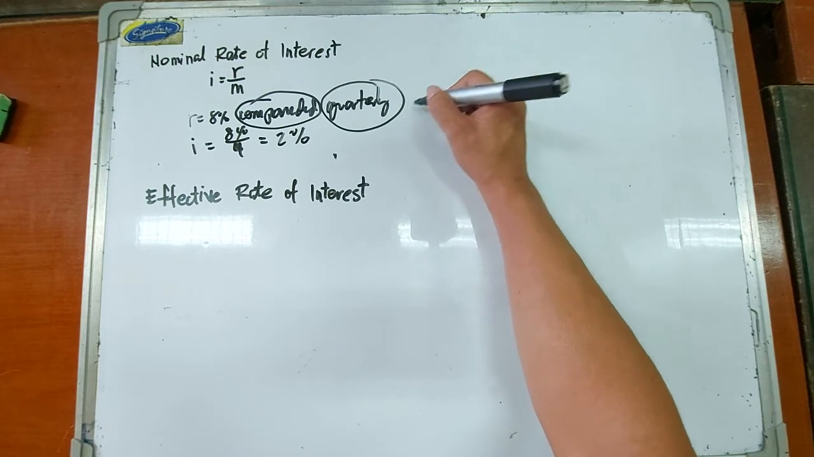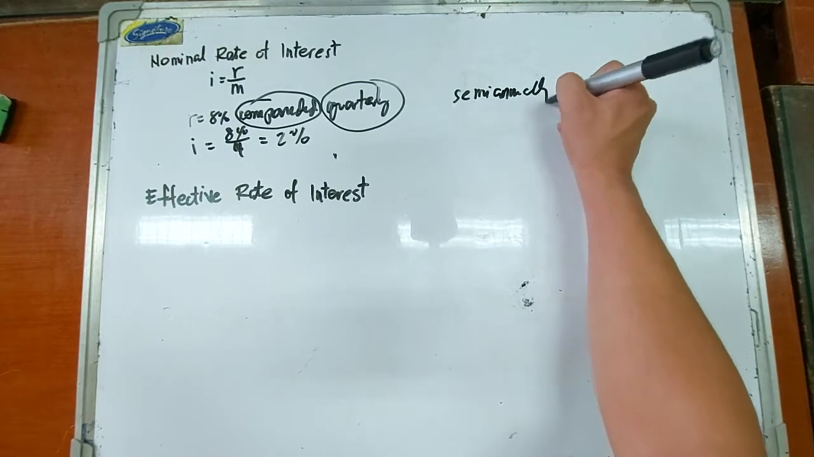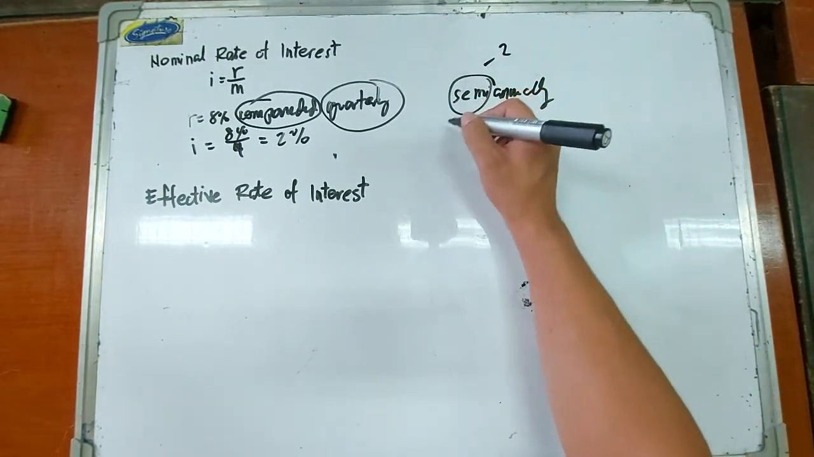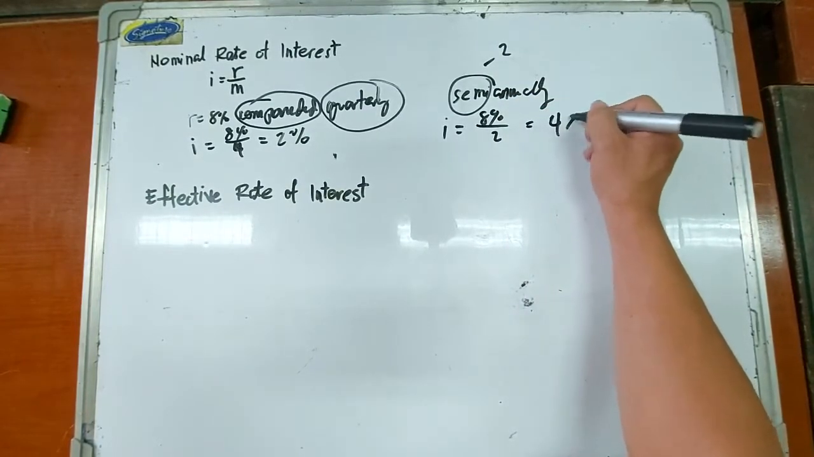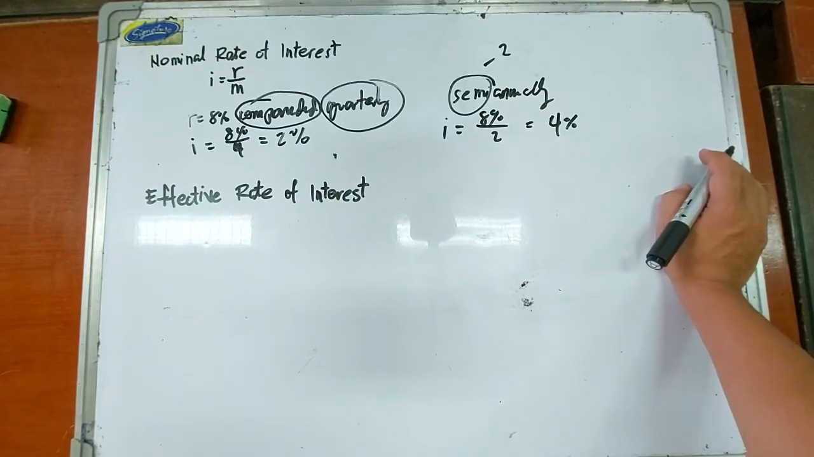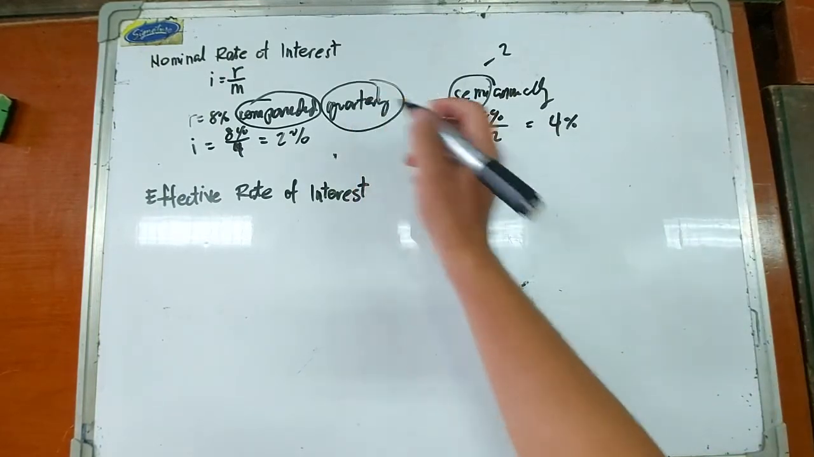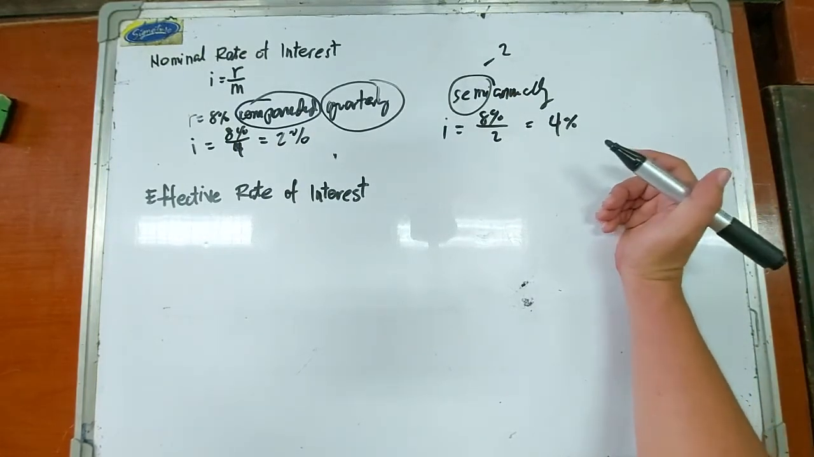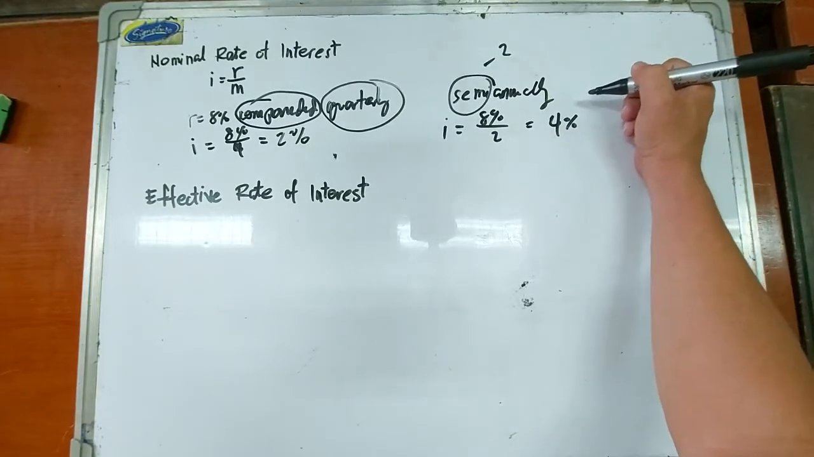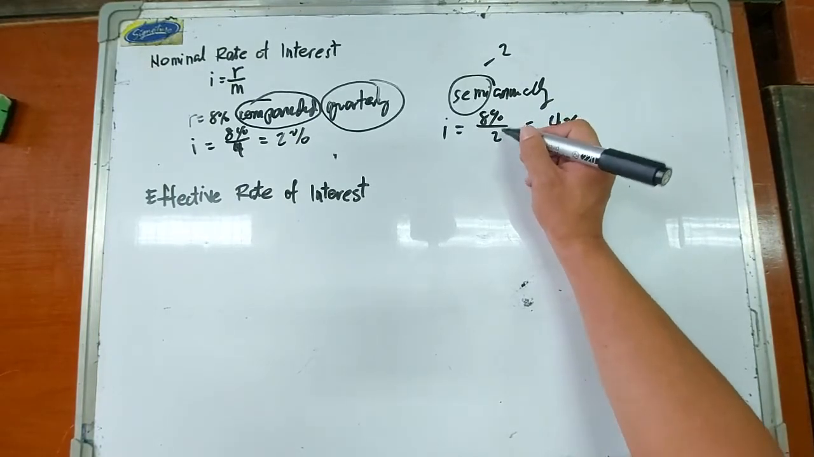When we say semi-annually, the word semi means 2. That means I is equal to 8% divided by 2, which is 4%. So that is how we solve for I given the nominal rate of interest and the number of compounding per year. Okay? There can also be monthly. When monthly, there are 12 months in 1 year. So this would be 12.